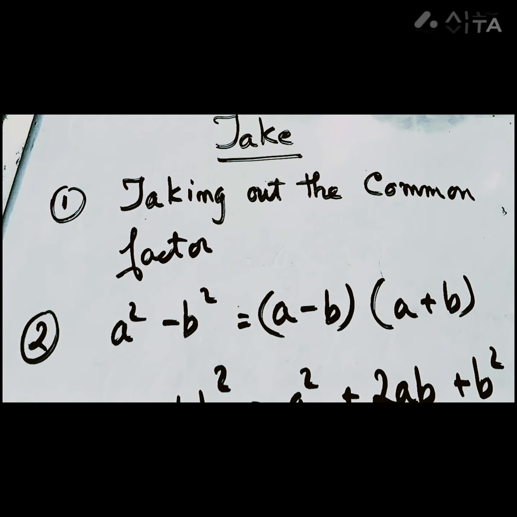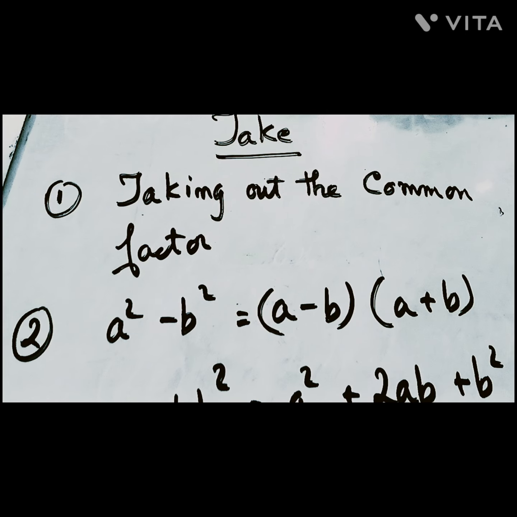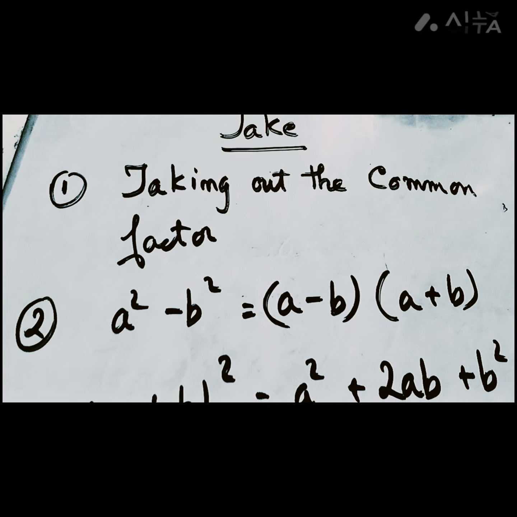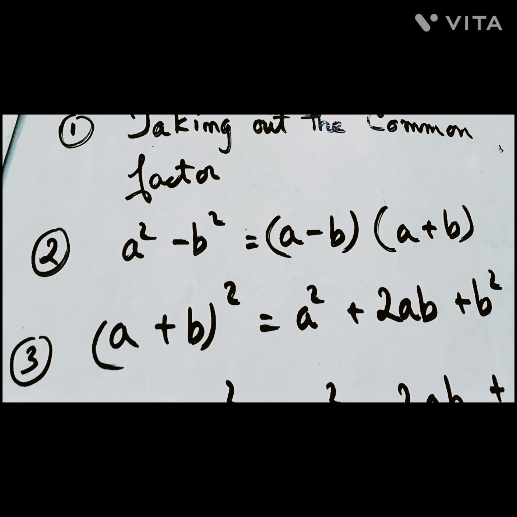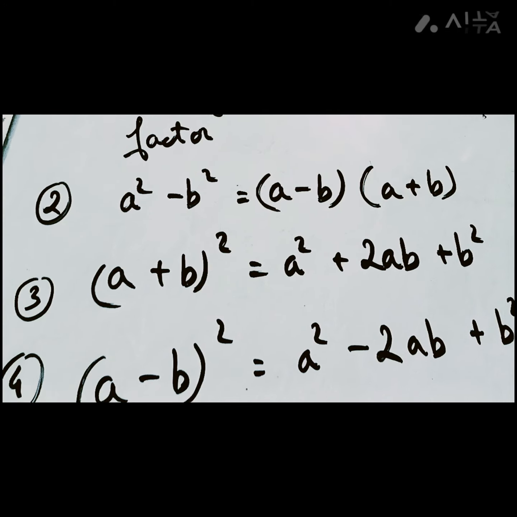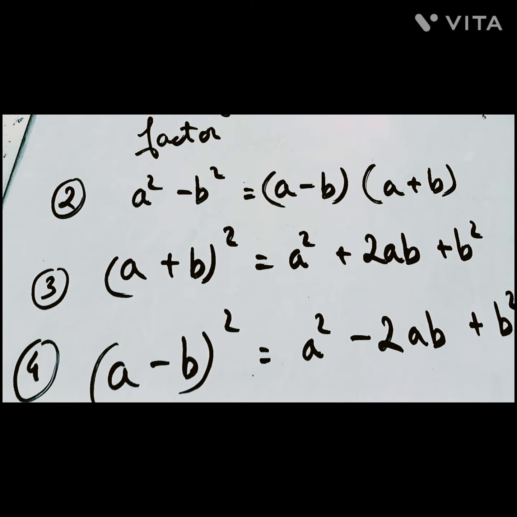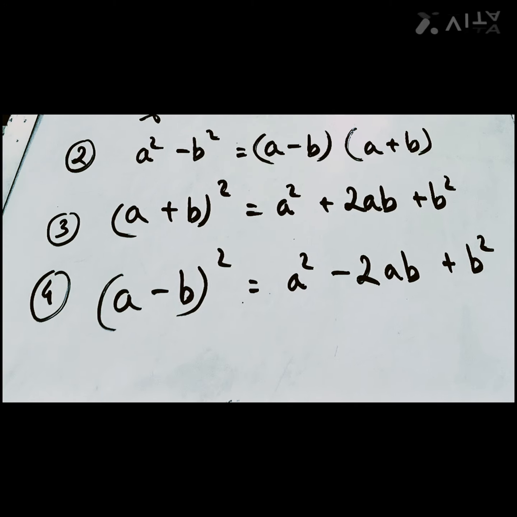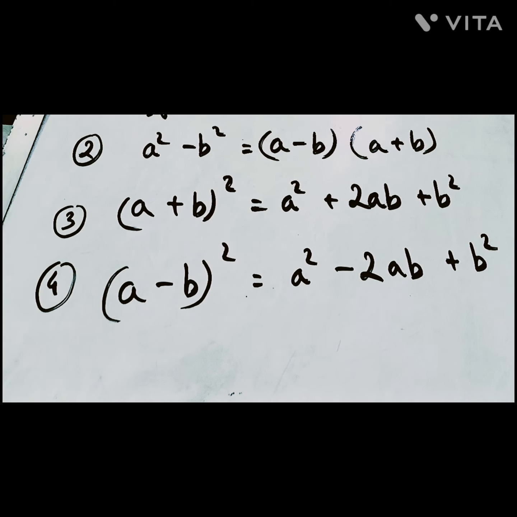So let us pause and understand what we have taken so far. Number 1, taking out the common factor. Number 2, a square minus b square identity, that is a minus b into a plus b. Number 3, a plus b whole square, that is a square plus 2ab plus b square. And number 4, a minus b whole square, that is a square minus 2ab plus b square.